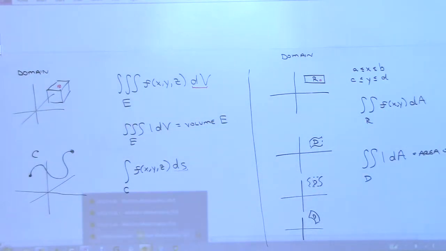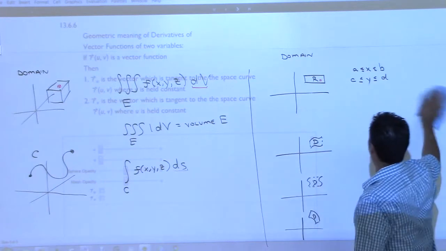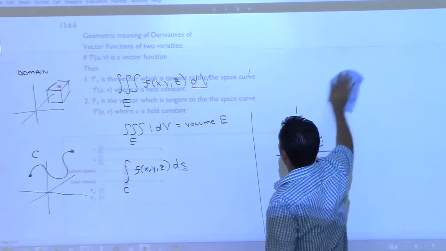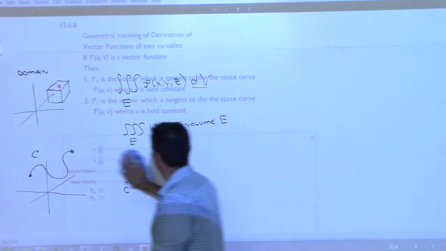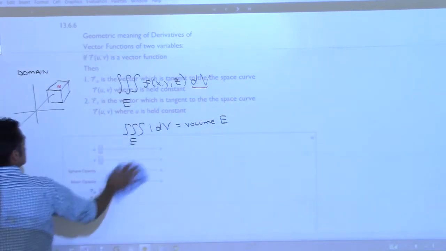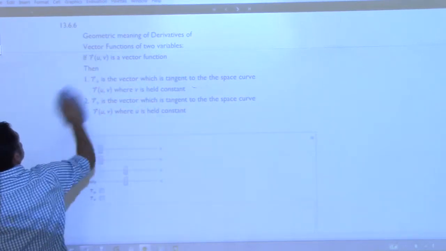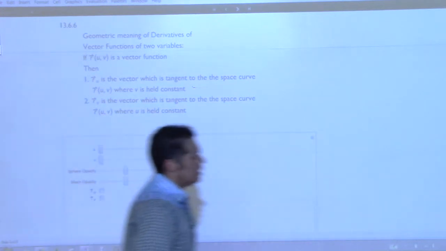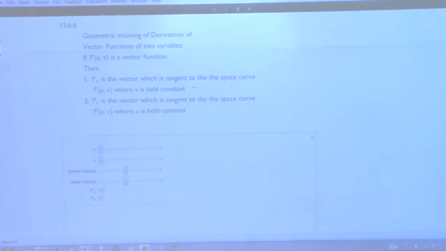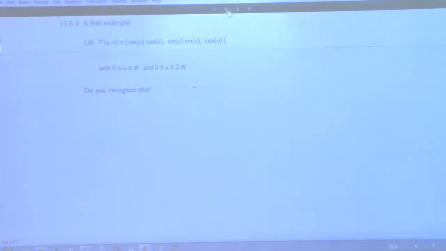Let's start looking deeper into section 13.6. And we're starting out with, remember I was doing the notes here and then we broke away and did the examples? Okay, so now we're going to come back to the notes. It says here, the geometric meaning, oh wait, hold on a second. Did I go too far? Yeah, I went too far. Oops.